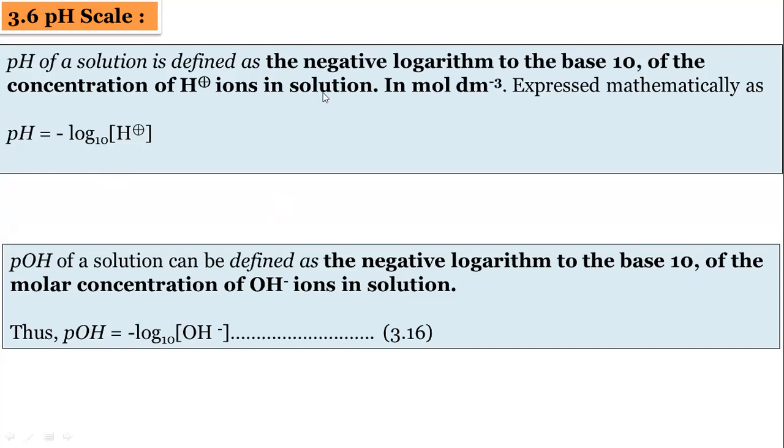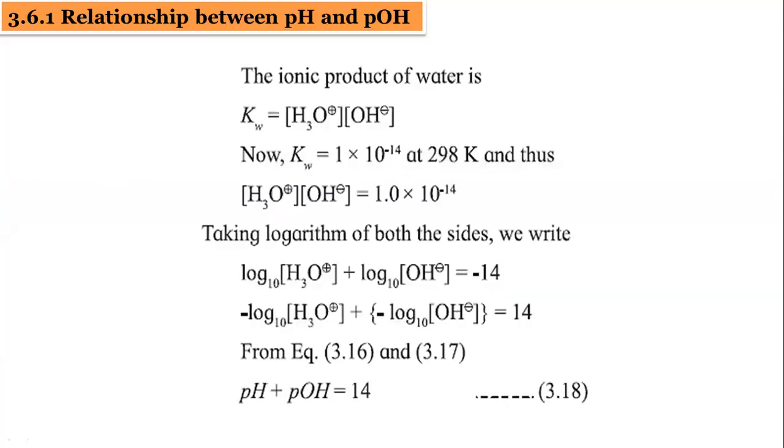These definitions can be asked in the examination for 1 mark. What is meant by pH and what is meant by pOH, for 1 mark. Then the relation between pH and pOH is asked for 2 marks. Make it very important in your textbook or notes also. This is asked for 2 marks. So for this derivation, we require the ionic product of water.